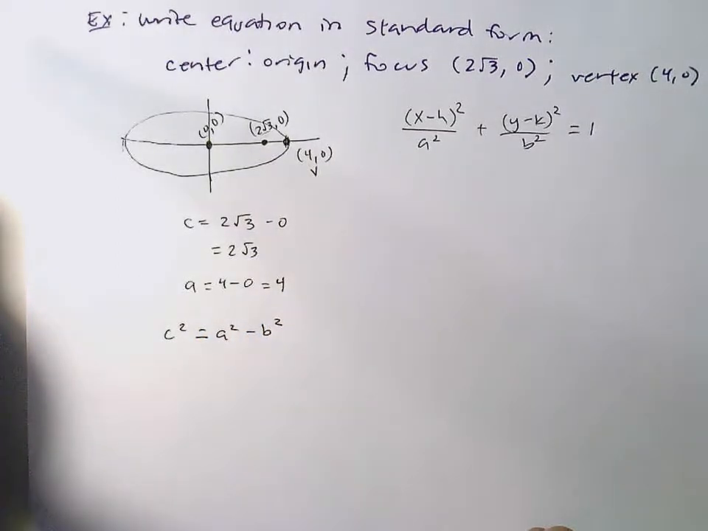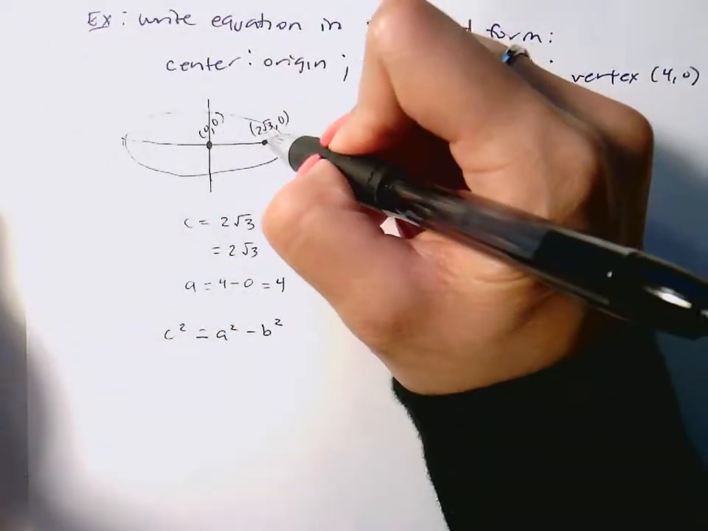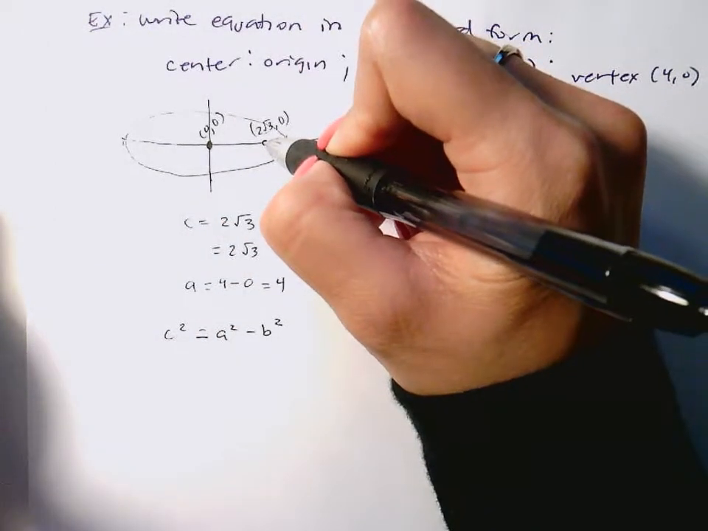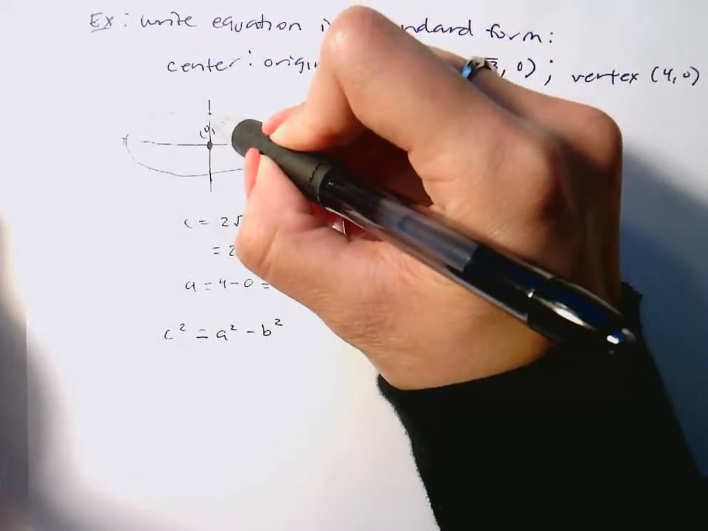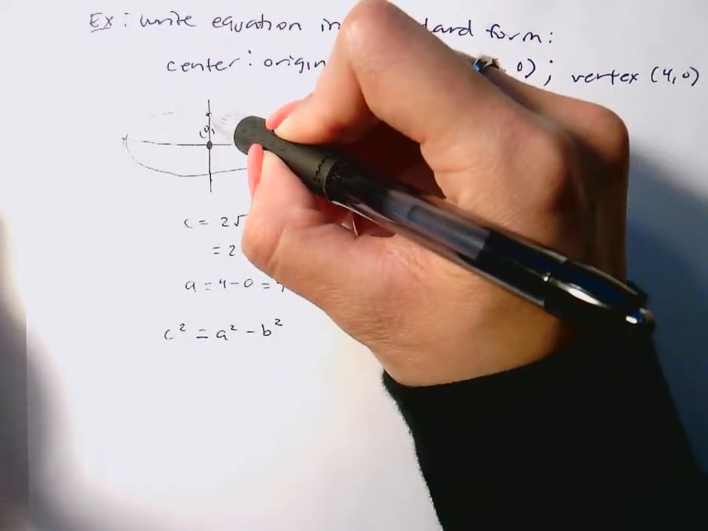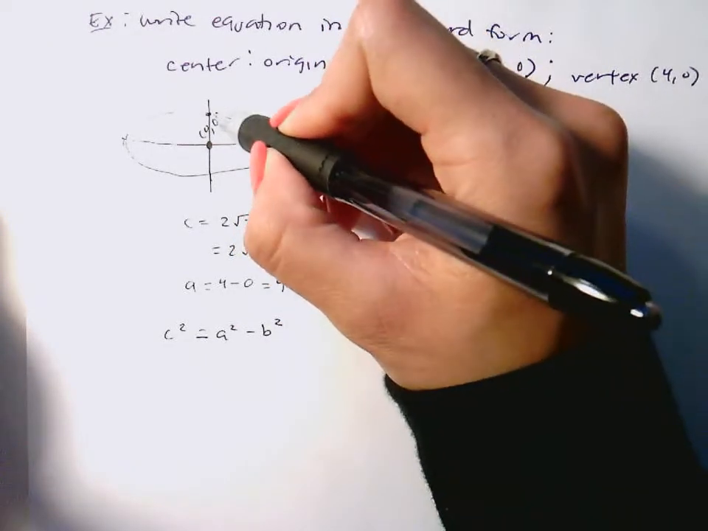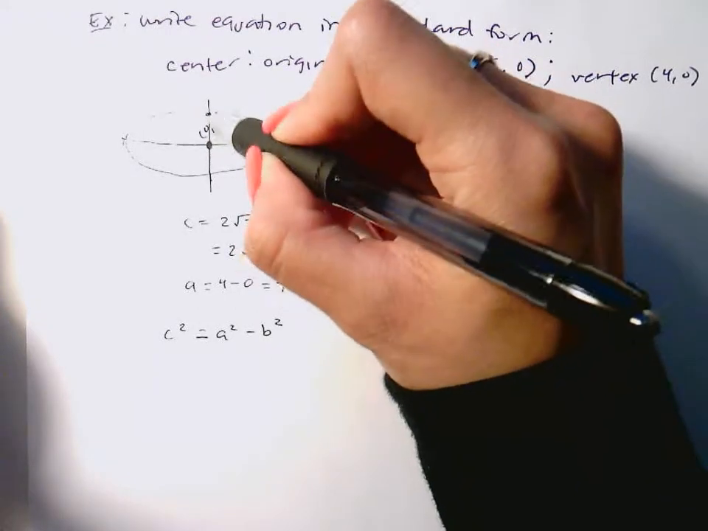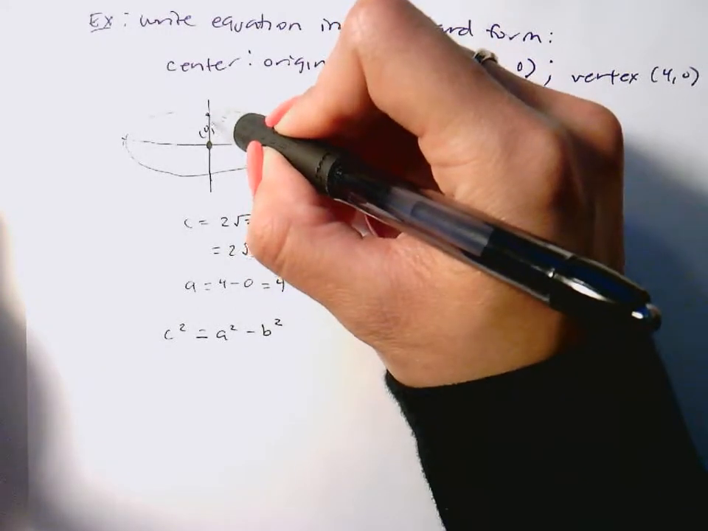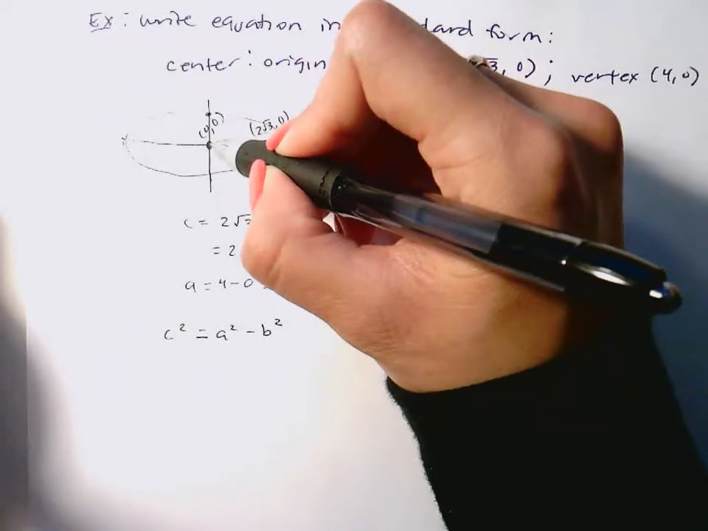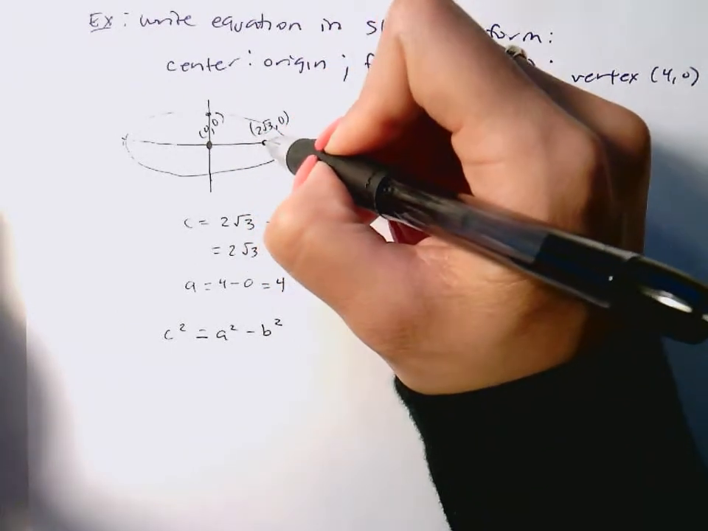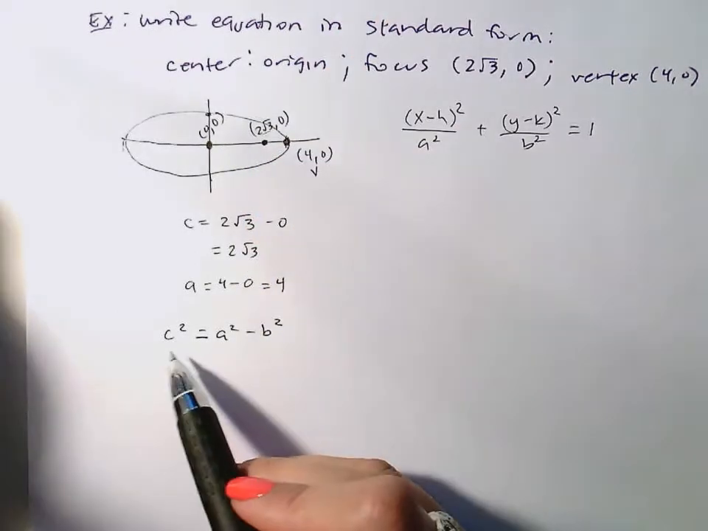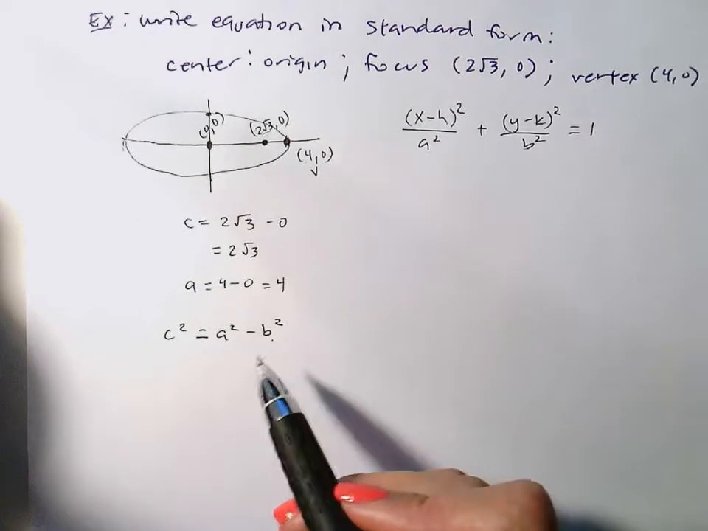So where does that come from? The distance between this point, the focus, and this point, the point on the minor axis, is also equal to a. So if this is a, this distance is c, and this distance is b, then b squared plus c squared is equal to a squared, which means c squared equals a squared minus b squared.